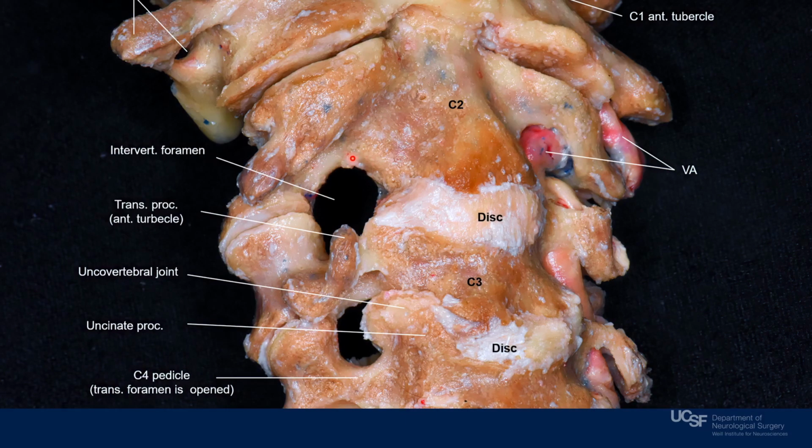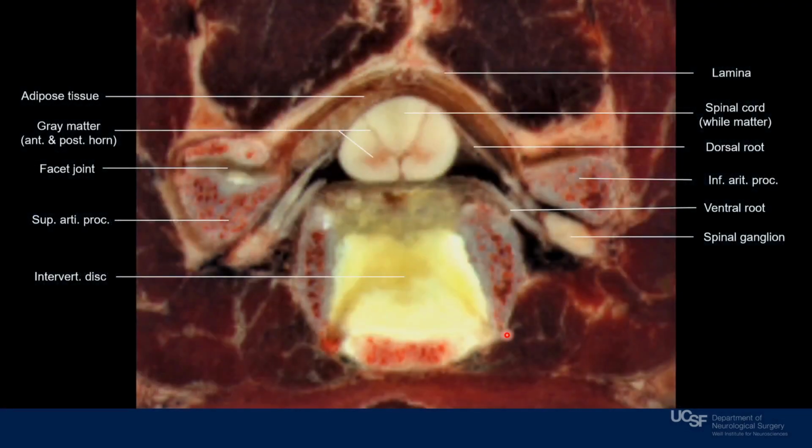We're seeing the pedicle, the inferior notch, the superior notch, the groove for the spinal nerve, the pedicle of C4, and the intervertebral foramen. Let's move to the next slide.